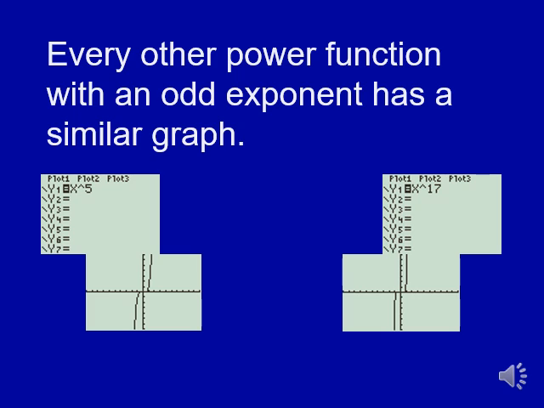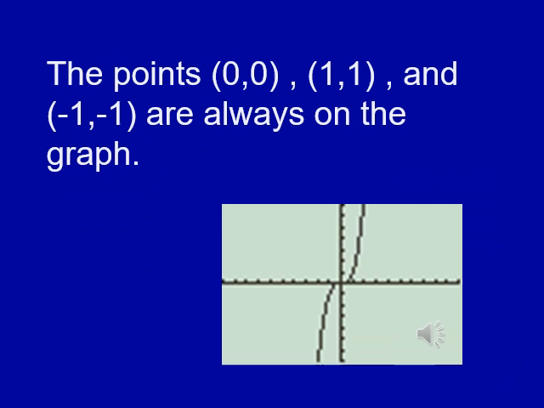I have the graphs of x to the fifth and x to the 17th here, and you can see they also start in the third quadrant and go up to the first quadrant, but the difference with them is how fast they do it. For odd power functions, you're always going to have the points (0, 0), (1, 1), and (-1, -1) on the graph. That's because when you take negative numbers to an odd power, the answer is going to be negative.